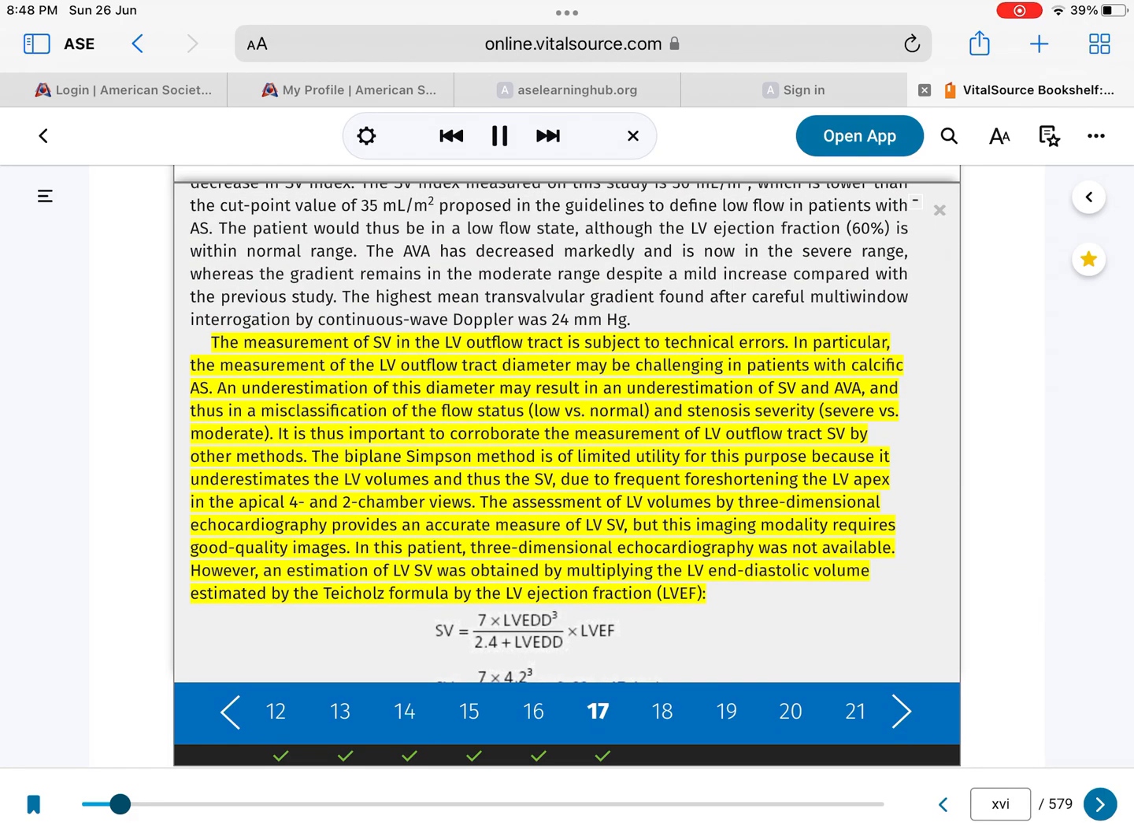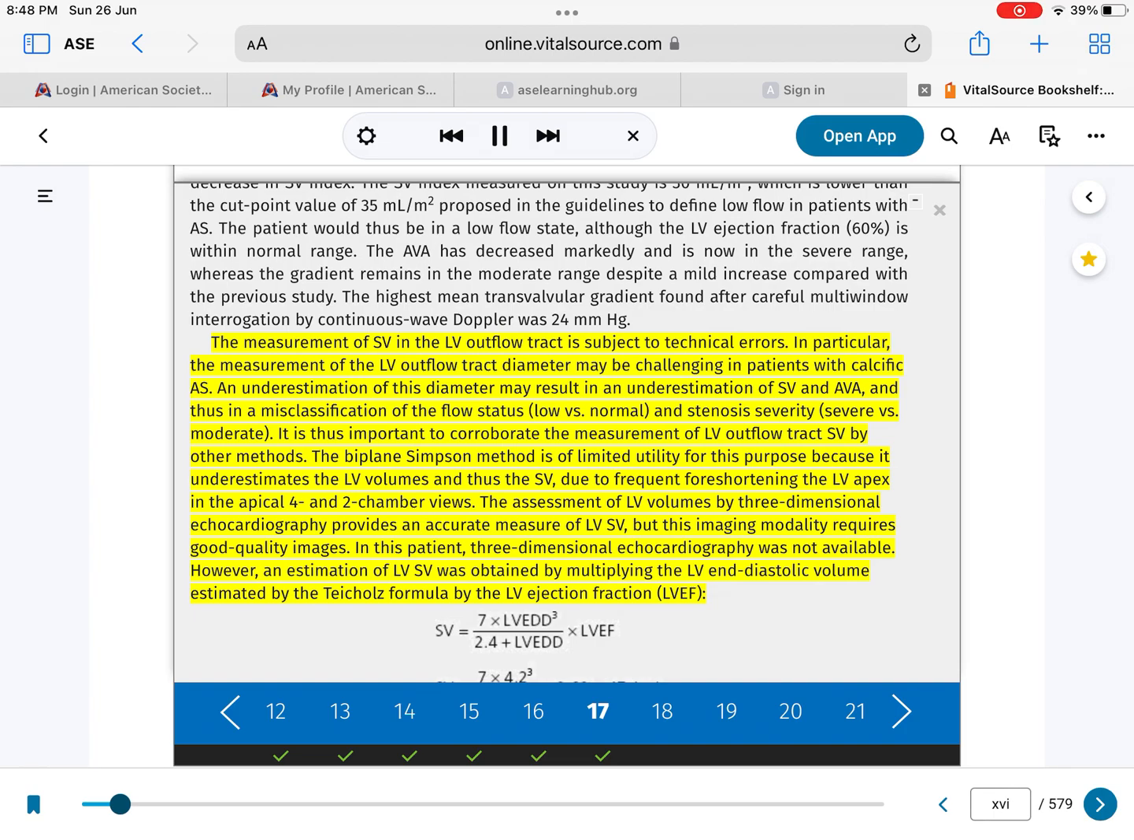The biplane Simpson method is of limited utility for this purpose because it underestimates the LV volumes and thus the SV, due to frequent foreshortening of the LV apex in the apical 4 and 2 chamber views. The assessment of LV volumes by three-dimensional echocardiography provides an accurate measure of LV SV, but this imaging modality requires good quality images. In this patient, three-dimensional echocardiography was not available.